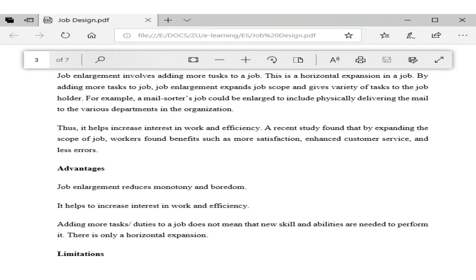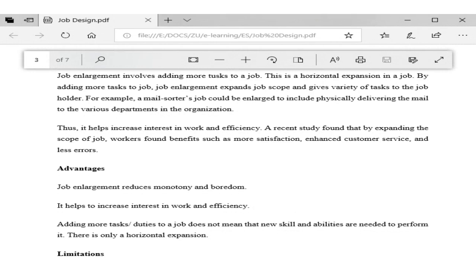Under this job enlargement, you could find as an example, a receptionist and secretary's job. You bring the two together, so you expand the scope of this person's tasks so that they have more tasks to do. Yes, you feel more satisfied, you're handling more clients, more customers, but as much as it has its advantages, it also has its limitations.